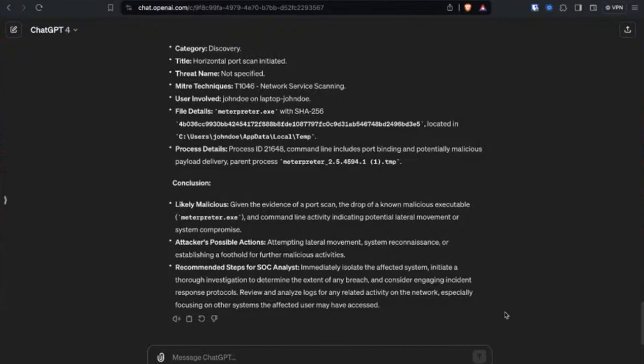So it's taken that event and summarized it so that the key indicators of compromise have been extracted, and then provided a very clear conclusion on what the threat actor may be doing, and very accurate steps around what the SOC analyst should be doing, including escalating to incident response, and then analyzing the surrounding events for lateral movement activity.